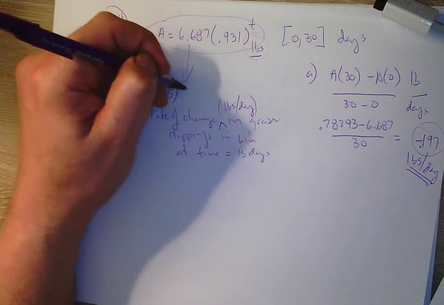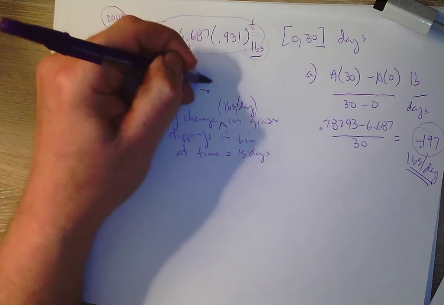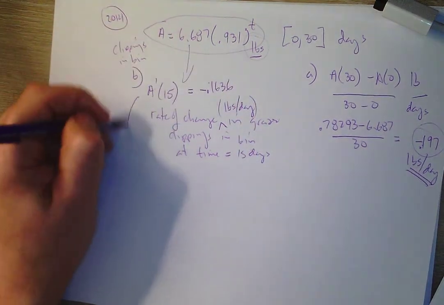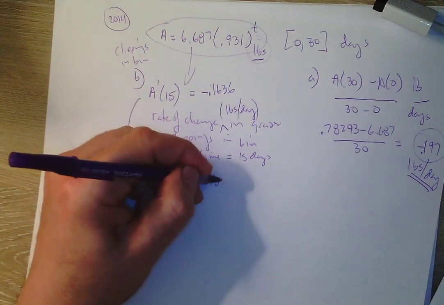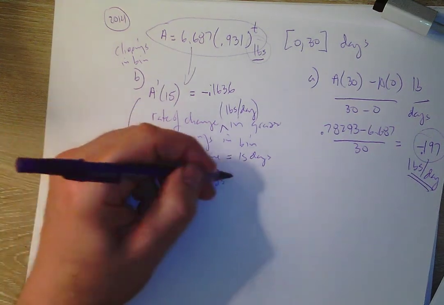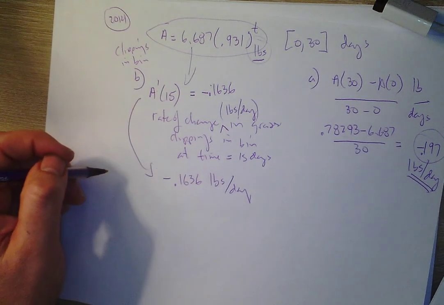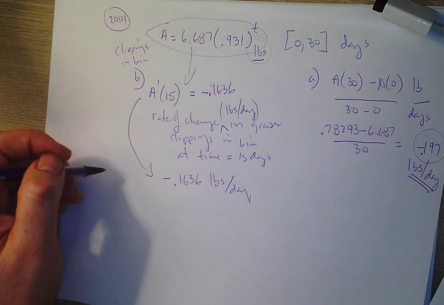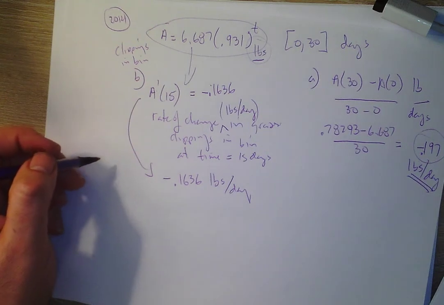Yes, and this number was negative 0.1636. So my answer was negative 0.1636 pounds per day. Okay. Sorry, I just want to read A again. A is measured in pounds, so A prime is pounds per day. Yes. Okay. C.